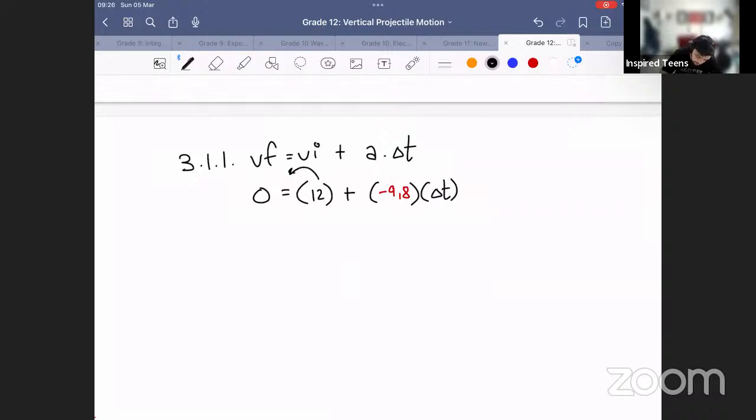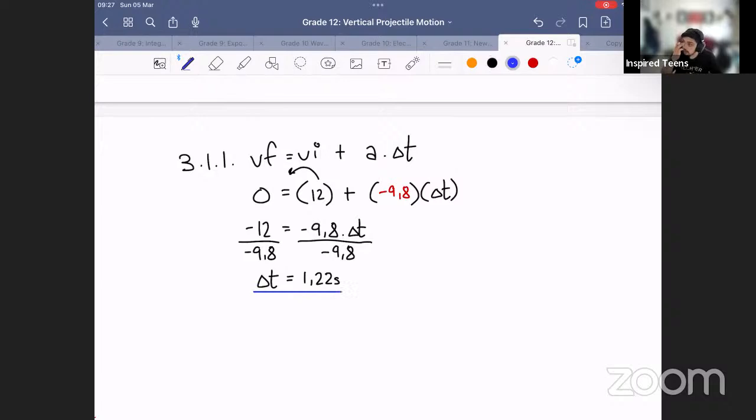When I take 12 over, I get negative 12 is equal to negative 9.8 times delta t. I simply divide both sides by negative 9.8, and I am left with a delta t of negative 12 divided by negative 9.8, which is 1.22 seconds. Two decimal places is perfectly okay. Is that correct? It is indeed correct.